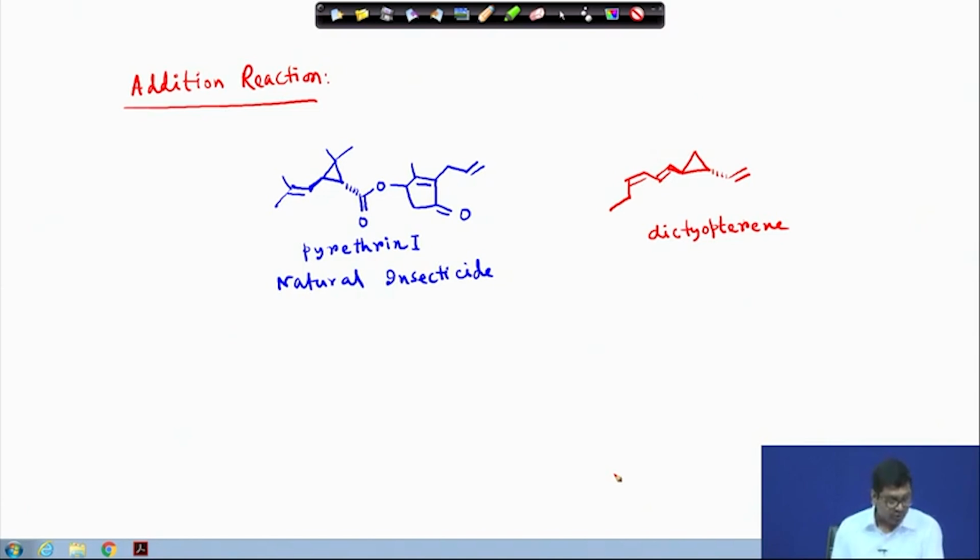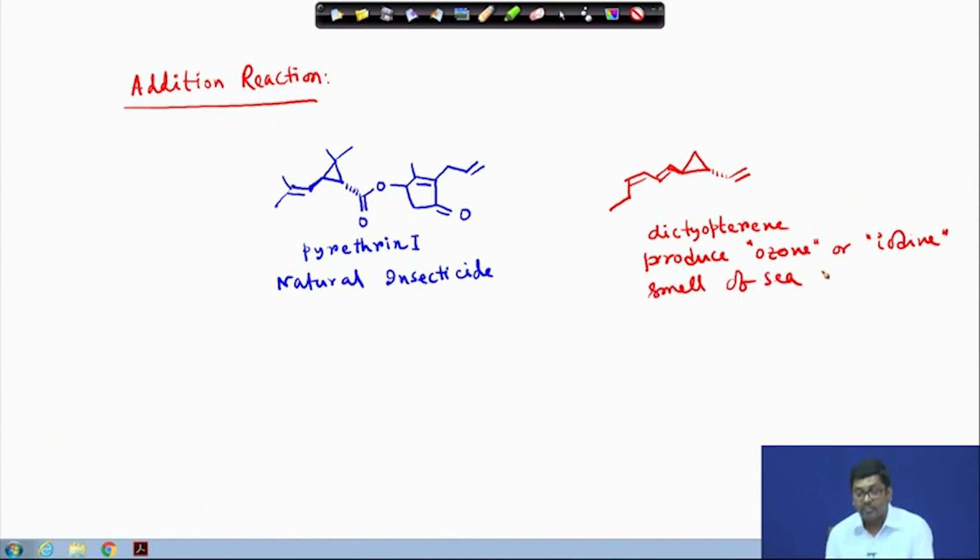Okay. So, this also produces the ozone or iodine smell. This is a bioactive compound that is produced by the female brown algae to attract the male gametes. Fine. So, if you see these two compounds, they all have a cyclopropane ring.